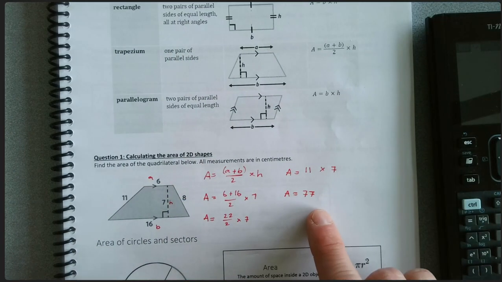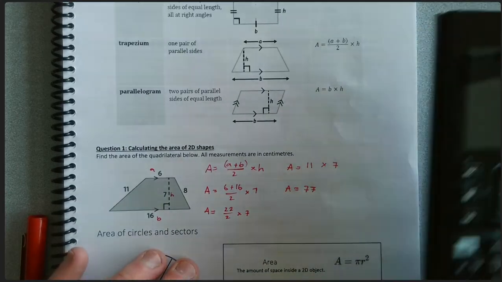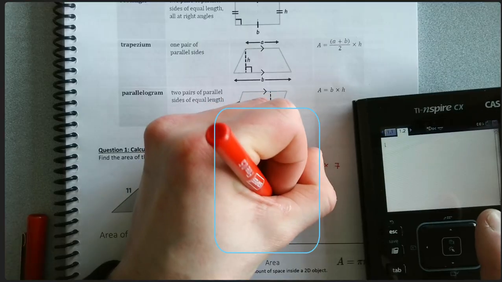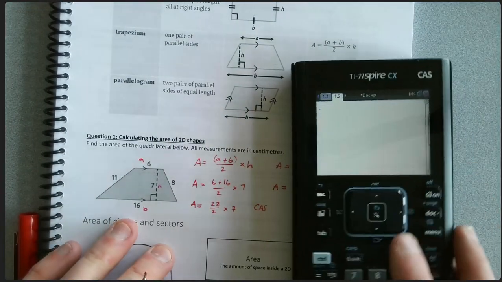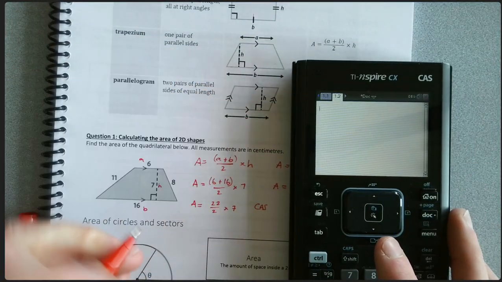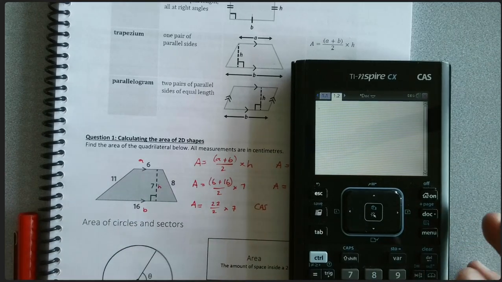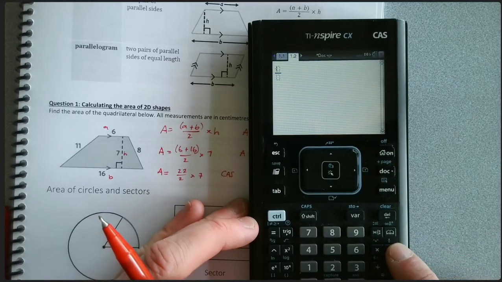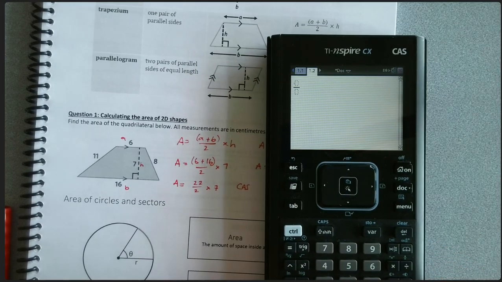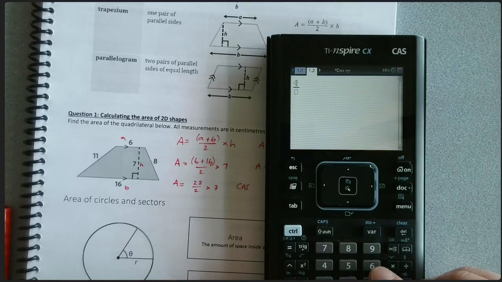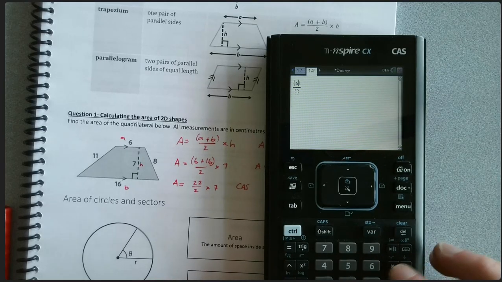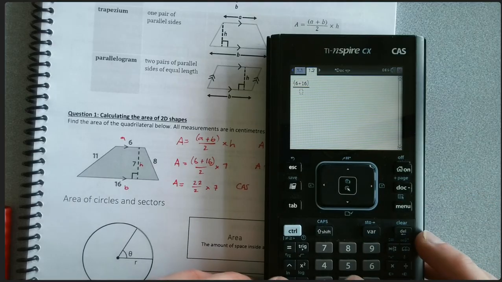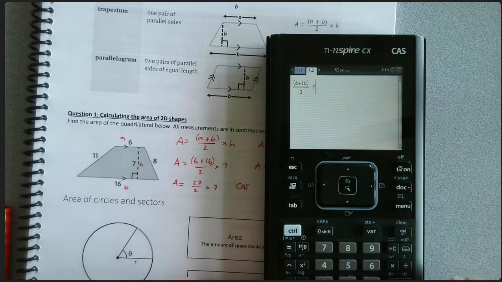But you could have done the whole thing on your CAS. One thing to note is to make sure you do the 6 plus 16 with brackets, which I didn't write down there. To do it on your CAS, use the 2 spots, so control, and then where the division button is, you can do the little fraction, then 6 plus 16, close your bracket, go down, divided by 2 times 7.